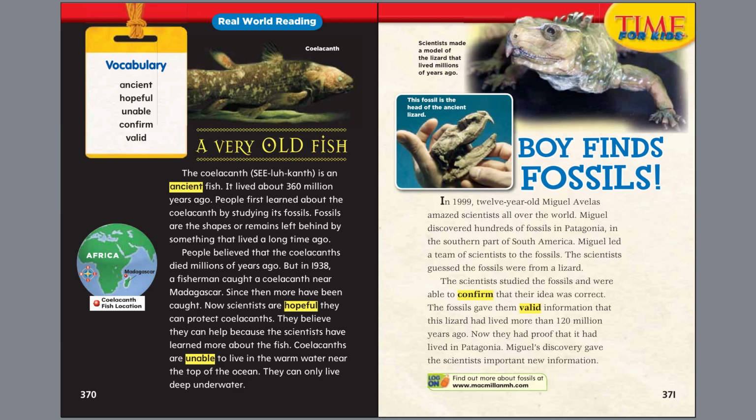A boy, a 12-year-old named Miguel Avilas, discovered some fossils of an ancient lizard, and the scientists studied the fossils and then decided that the fossil really was of an ancient lizard. I see. By the way, look at the picture up here. This fossil is the head of the ancient lizard. On the picture above, scientists made a model of the lizard that lived millions of years ago.